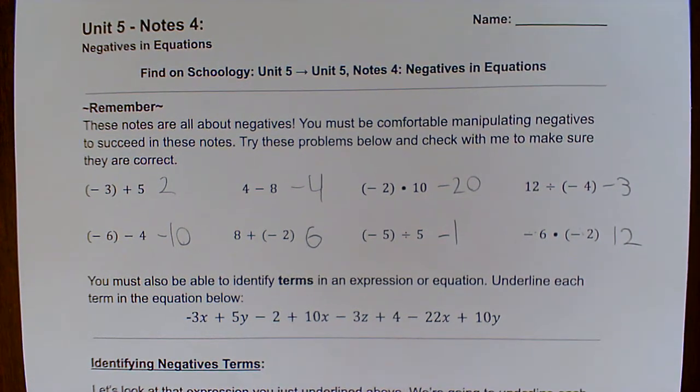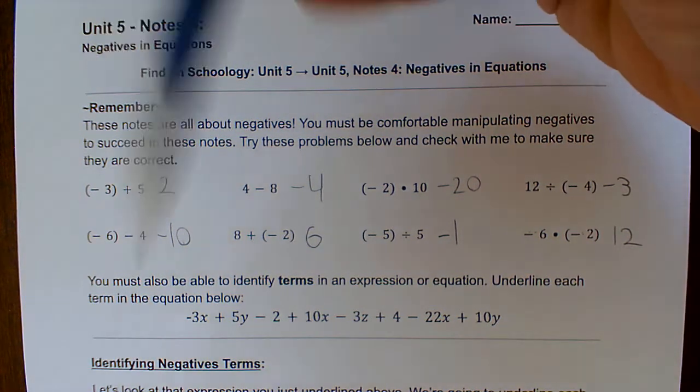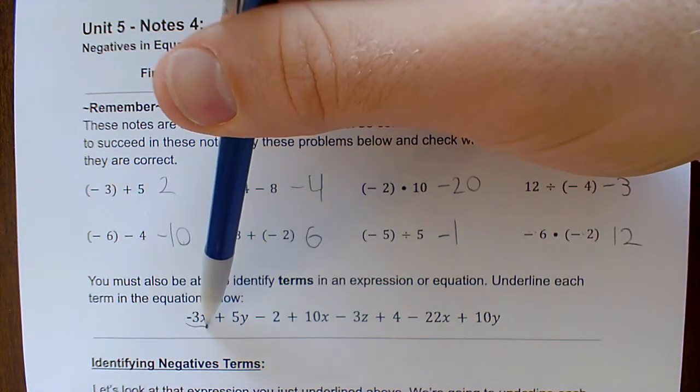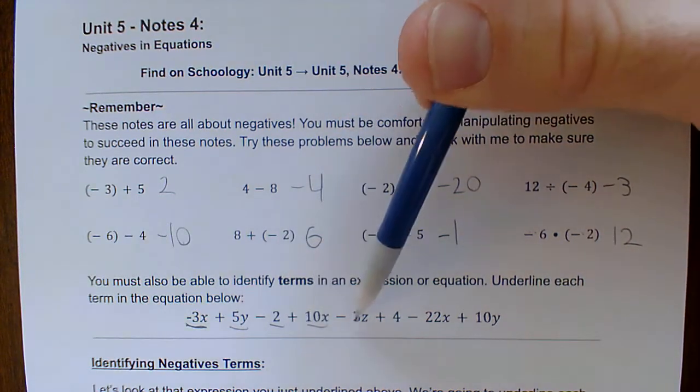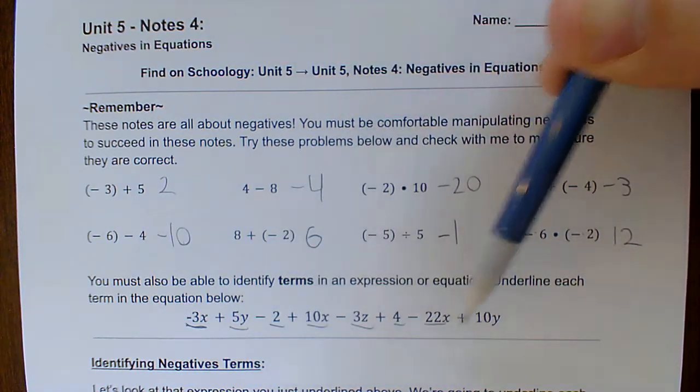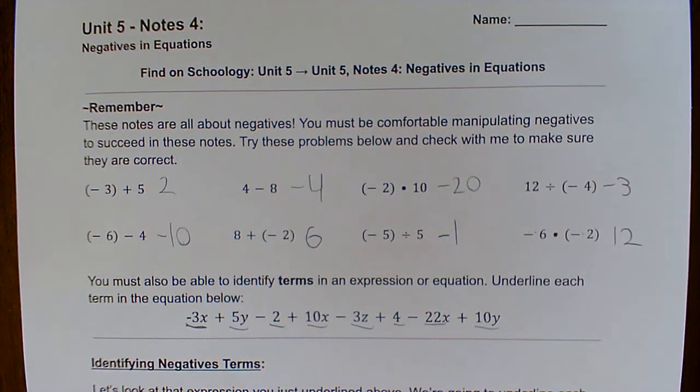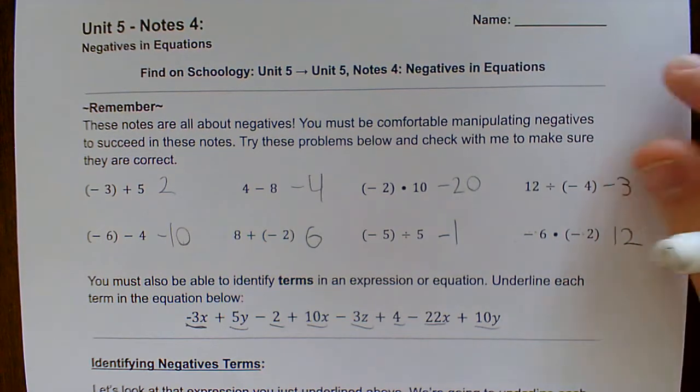I also want to make sure you know how to identify terms. Really quick, go ahead and pause again and see if you can underline each term in this expression below. Okay, I'll go ahead and underline mine as well. I have this negative 3x here. I have 5y, this, that, and I can keep on going. Remember, my terms are everything between the pluses and minus signs. But we're going to look at that in just another way below.